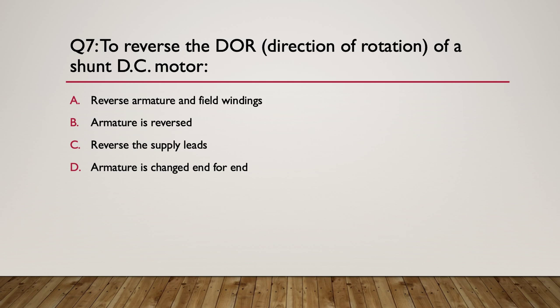To reverse the direction of rotation of a shunt DC motor: A, reverse the armature and field windings. B, the armature is reversed. C, reverse the supply leads. Or D, the armature is changed end to end. It's mechanically switching the armature around.